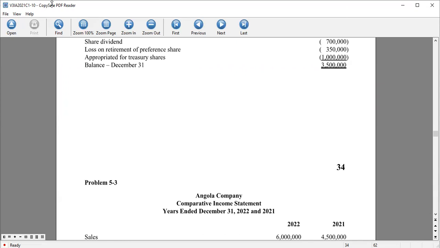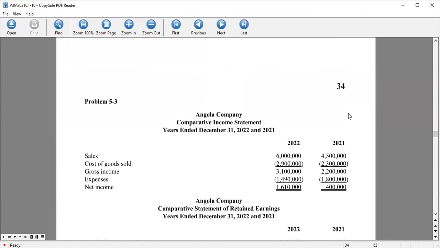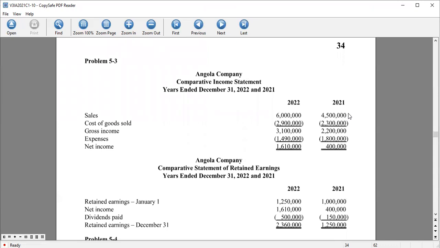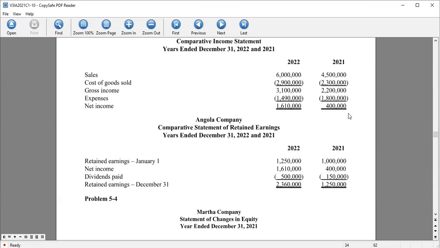Now we go to problem 5-3, comparative statements of income and retained earnings. So we have now the comparative income statement 2021 and 22 for sales, cost of goods sold, gross income, expenses, and net income. And we have the comparative statement of retained earnings for 2021 and 2022. So we have now your retained earnings, January 1. Then we add net income, we deduct dividends. We have the retained earnings at the end. Then the requirement is your comparative statement of income and retained earnings.